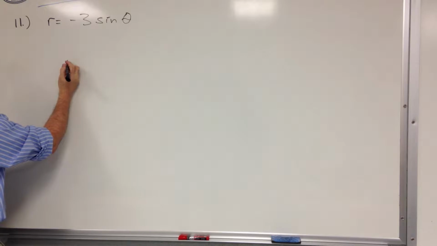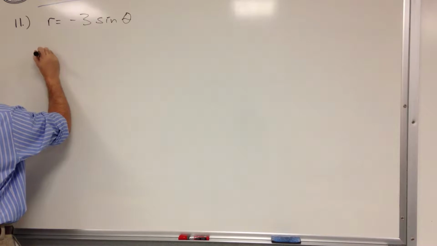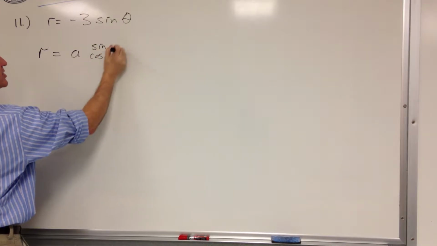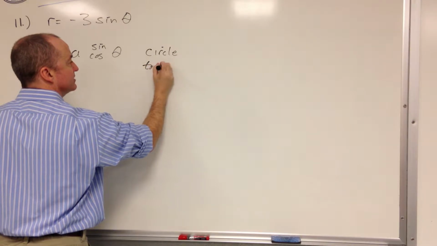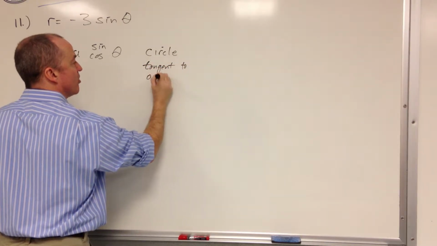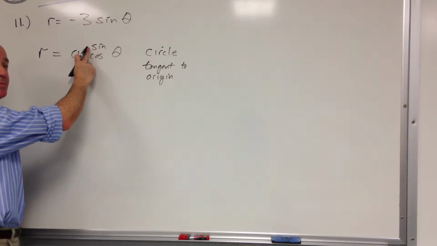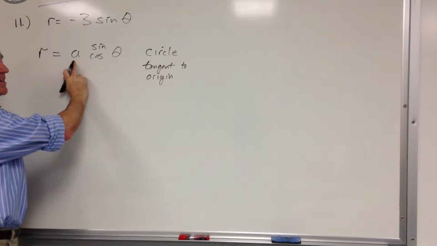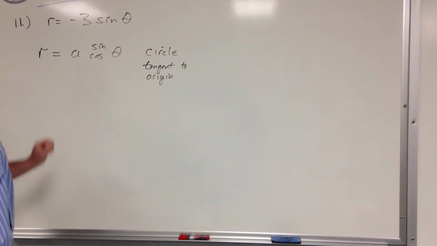Do both. Okay, so r equals negative 3 sine theta. You have to remember that this is the pattern r equals a sine or cosine theta, and this always produces a circle tangent to origin. If you remember that, and you remember that the sine always tells you up or down, and the cosine tells you left or right, and then whether A is positive or negative tells you whether it's up or down if it's sine, left or right if it's cosine, you can graph it right from here.